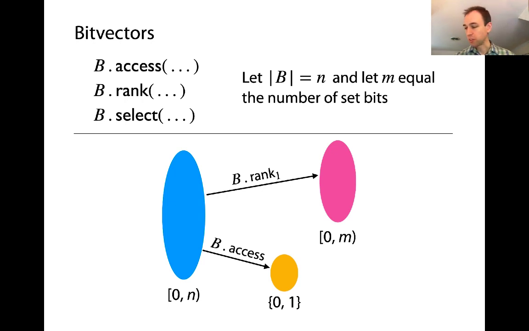All right, now let's do select. Select takes a rank and gives an offset. So it's doing the reverse of what we just did with rank. So select is going to have this as its domain and this as its range. So let's draw select.